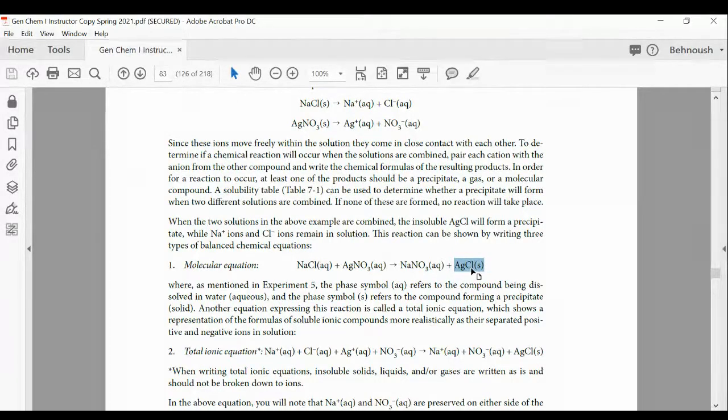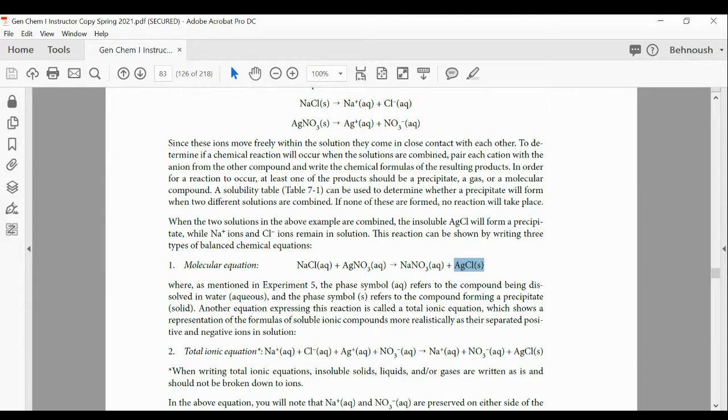For silver chloride, we look at the table. There is no rule for silver, but there is a rule for chloride. It says all chlorides are soluble with exceptions of mercury, lead, and silver. So if you have silver chloride, that means silver chloride is not soluble. Yes, except for silver. Very good. So all chlorides are soluble with exceptions of silver chloride, lead chloride, or mercury chloride.